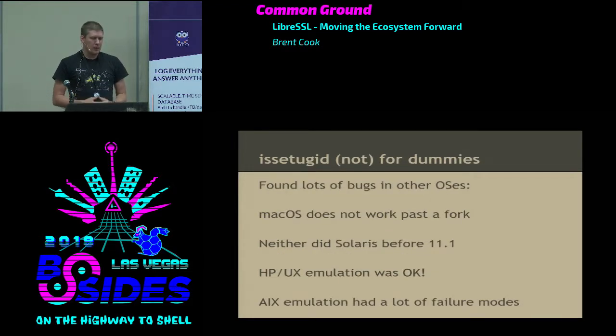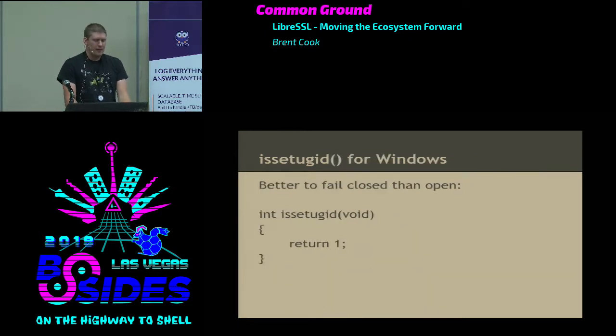Because there were so many bugs in isSetUGID across different operating systems, macOS doesn't work past a fork, and Solaris didn't work before 11.1. HPUX was actually perfect, which is kind of weird, but I'm happy for those guys. AIX had so many failure modes. It's basically Unix written by aliens, with so many different ways to escalate privileges, and it's very not Unixy, so I didn't even want to get into it. Because they're also broken, we implemented isSetUGID as: everything is always unsafe, never trust environment variables.